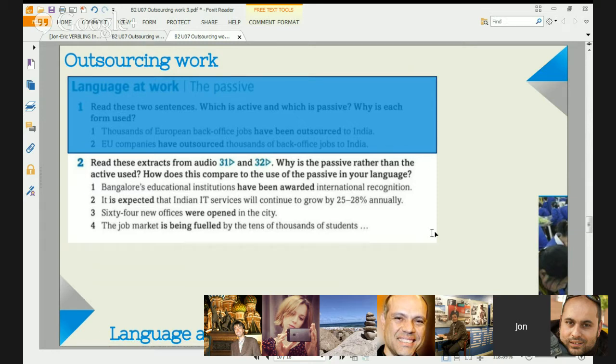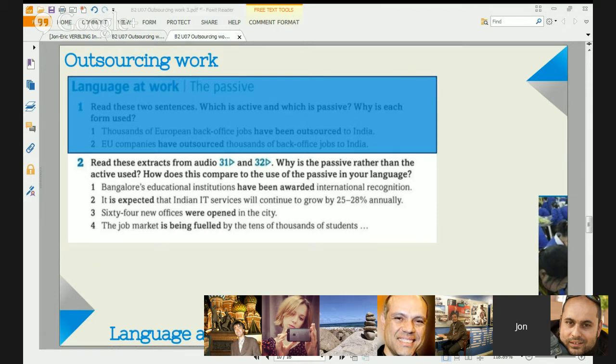So we've listened to these audio extracts in the past. We're going to read them now. Why is the passive rather than the active voice used? How does this compare to the use of the passive in your own language? We might see that there's a choice. In other words, there might be more than one way to use the passive voice.